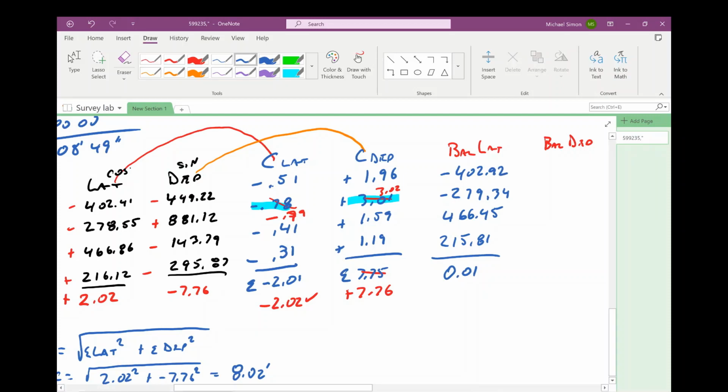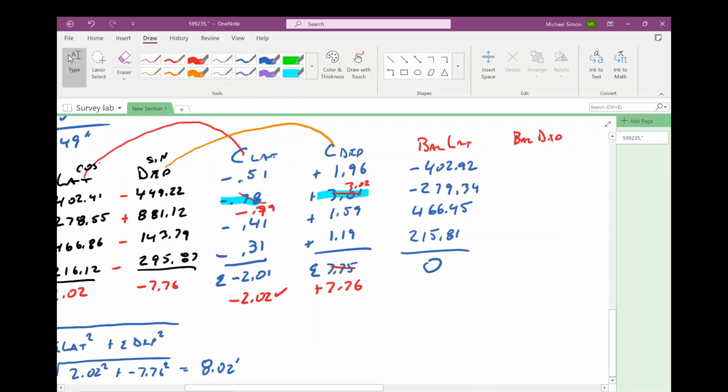Adding those up, minus 279.34 plus 466.45 and minus 215.81. One more time, negative 402.92 minus 279.34 plus 466.45 plus 215.81, 0. Okay, latitudes balance. A little bit tough, we got through it. Departures.